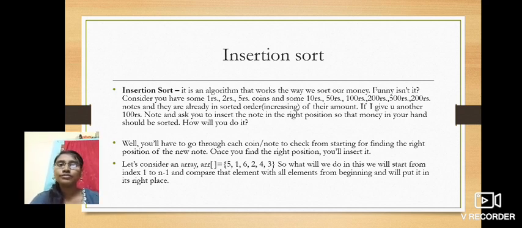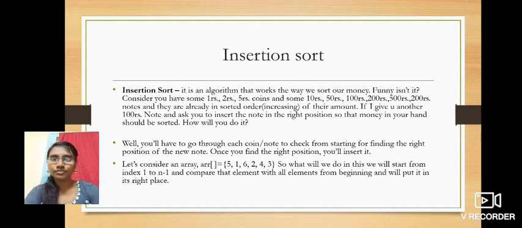Well, you have to go through each coin and note from the start to find the right position of the new note. Once you find the right position, you will insert it. Let's consider an array 5 1 6 2 4 3. So what will we do? We start from index 1 to n minus 1, compare each element with all the elements from the beginning, and put it in its right place.